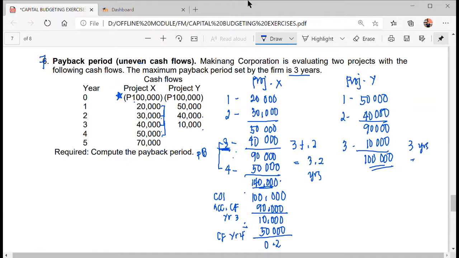So, between the two, which is preferable? Project X or Project Y? Project Y because it will have 3 years nga payback period. And you compare that with your maximum payback. Okay? Ang maximum payback na to kay 3 years. Okay ba ang Project Y? Yes, kay equals because at least equals or should be lesser. Okay? So therefore, ang preferable kay si Project Y.